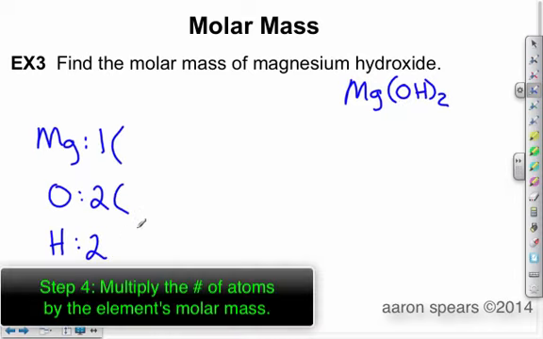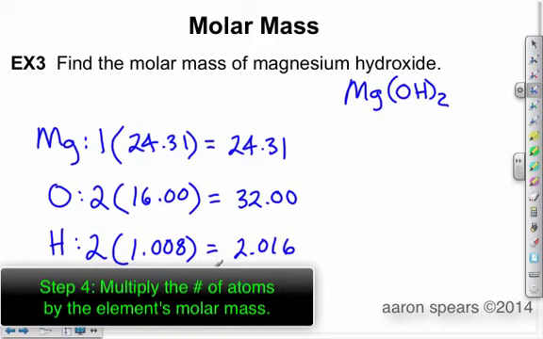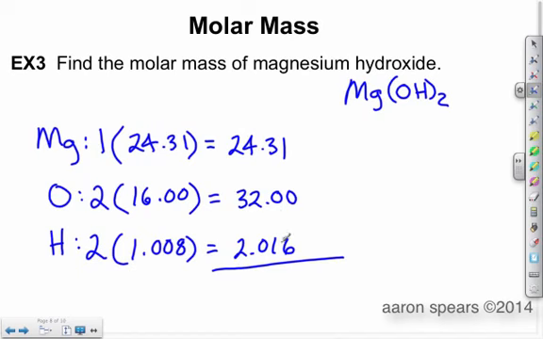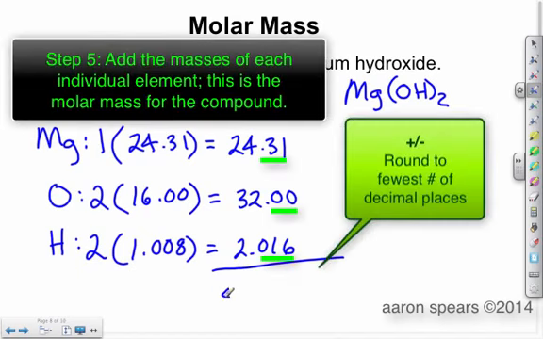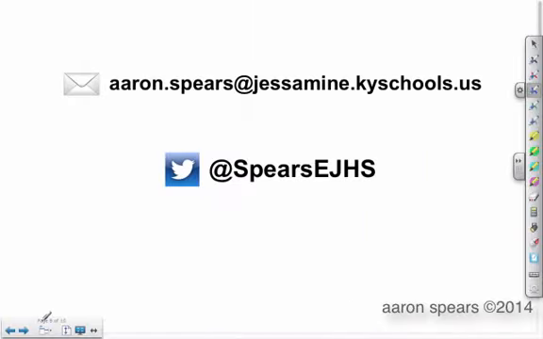I'm going to multiply these numbers by the element's molar mass from the periodic table. For magnesium, that's 24.31. For oxygen, that is 16.00. And for hydrogen, that's 1.008. Next, I want to multiply the numbers out. I get 24.31 as the molar mass of magnesium. I get 32.00 as the molar mass for oxygen. And I get 2.016 as the molar mass of hydrogen. To get the molar mass of the entire compound, I'm going to add up these values and round, and I get 58.33 grams per mole.